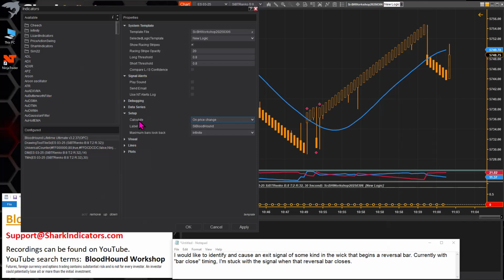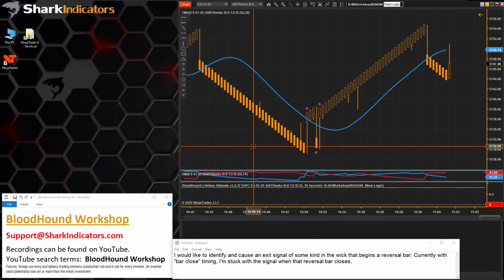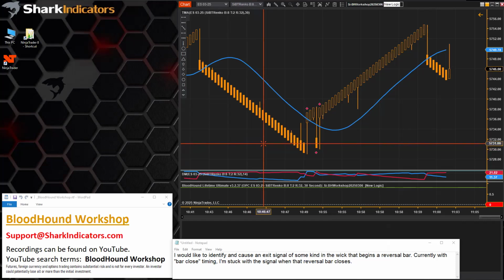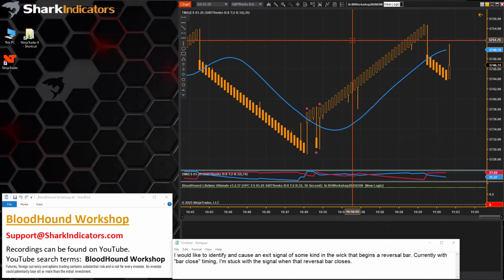Really, this is a NinjaTrader question as to how do you get two different modes to function in your system. As far as I know, there's no way to do that. But yeah, you can contact NinjaTrader support and see what they have to say about that. But what I do in these workshops is I just change the calculate mode there to on price change, and of course that will affect your entry signals as well.